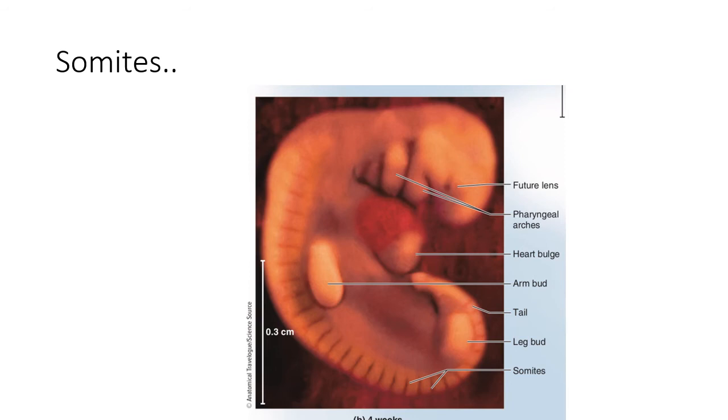Oh, you can't see my pointer, I'm sorry. So you look at the heart bulge, and then you look at the arm bud, and from the arm bud you go down even further, you see the somites go, and they call it the tail, but just before you get to the tail, you see the leg bud. So the legs are going to grow out from the pelvic area and grow down, and the somites are going to travel with it, the material in the somites, dermatome, myotome.